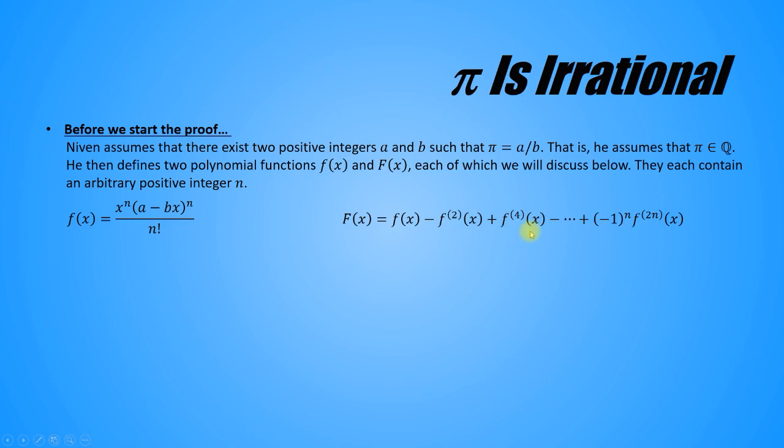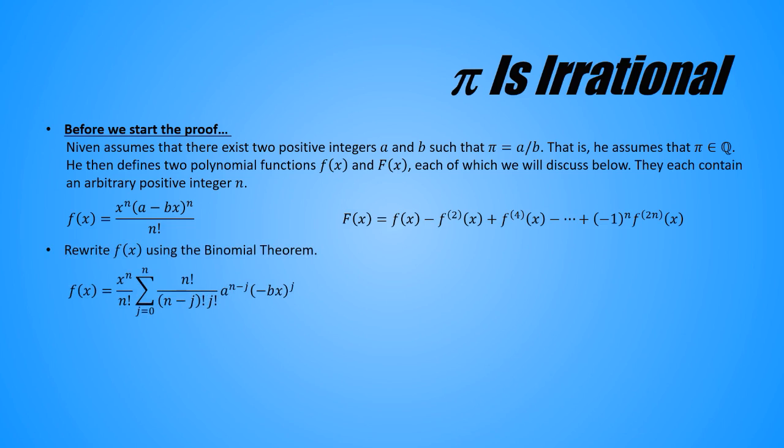And the 2nth derivative is the highest order non-zero derivative of f, because again, f is a polynomial of degree 2n. Now, we're going to lay down some groundwork before we start the proof, because I don't want the reasoning of the proof to be obscured with a bunch of messy details. And the details do get messy.